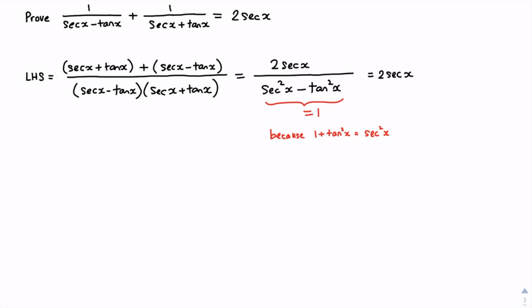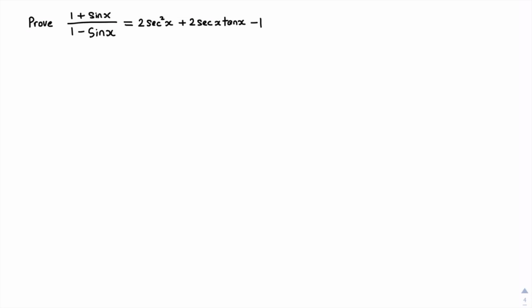So here we want to prove that (1 plus sine x) over (1 minus sine x) is equal to 2 secant square x plus 2 secant x tangent x minus 1. So let's start from the left-hand side. The first thing I'm going to do is to multiply the top and bottom by 1 plus sine x over 1 plus sine x. Now why do I do that?